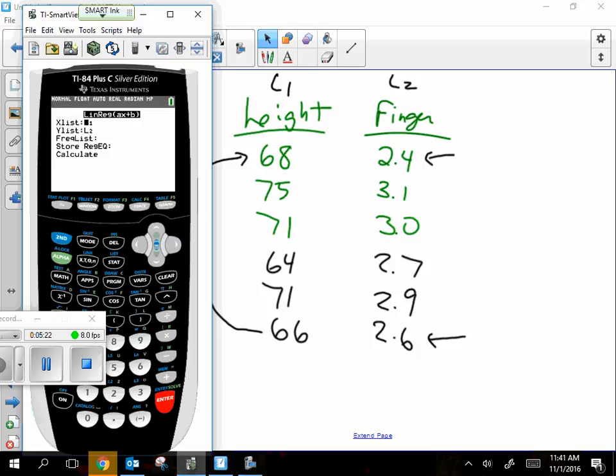Enter. Now, this is where our calculators will be different. Some of you have the same thing I have up on the screen, and some of you your calculator just says LinReg, and there's nothing else. It just says LinReg.